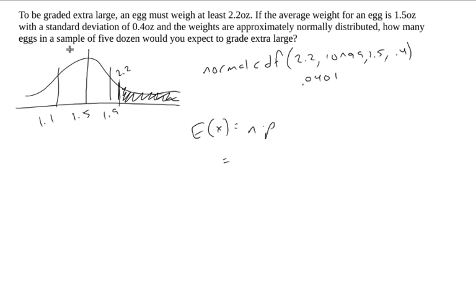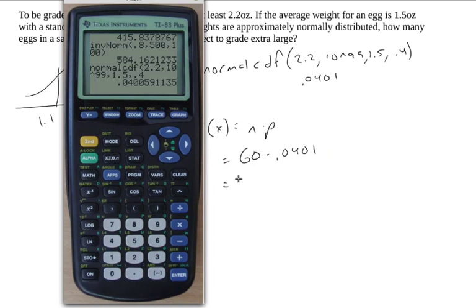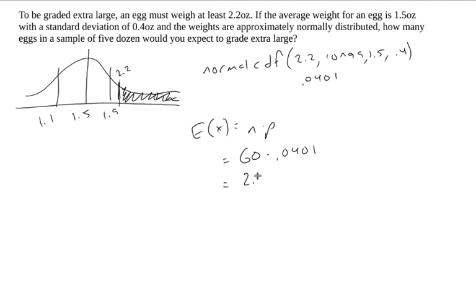So we're saying we have a sample of 5 dozen eggs. That's 60 eggs. We're saying there's a probability of 0.0401 that each egg is graded as extra large. So if we do 60 times 0.0401, we get 2.4 eggs. So we would expect, on average, to get 2.4 eggs. Again, we don't care that this is not an achievable number of eggs that are graded as extra large, because this is an average.